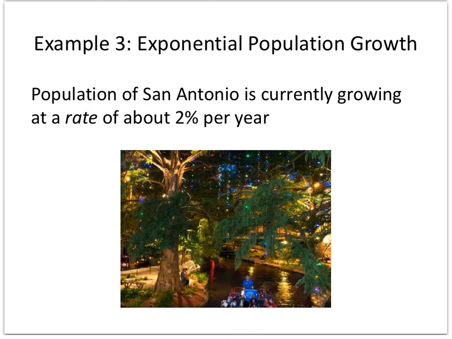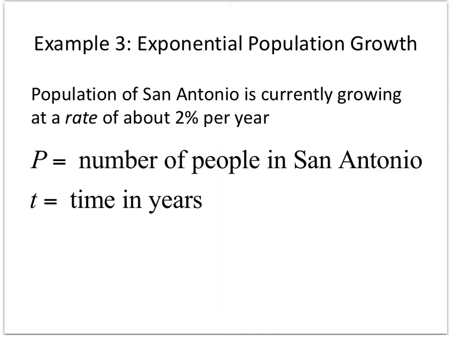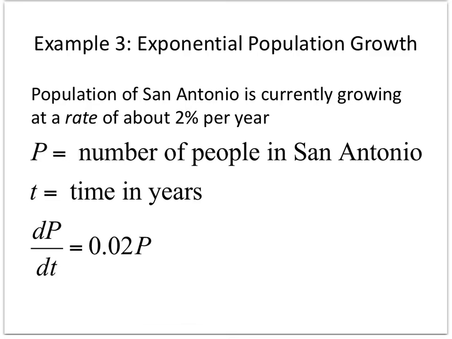Let's look at an exponential population. It says the population of San Antonio is currently growing at a rate of about 2% per year. Let P equal the number of people in San Antonio, the population, and T time. So the change in the population over the change in time would simply be 2% times whatever the current population is.